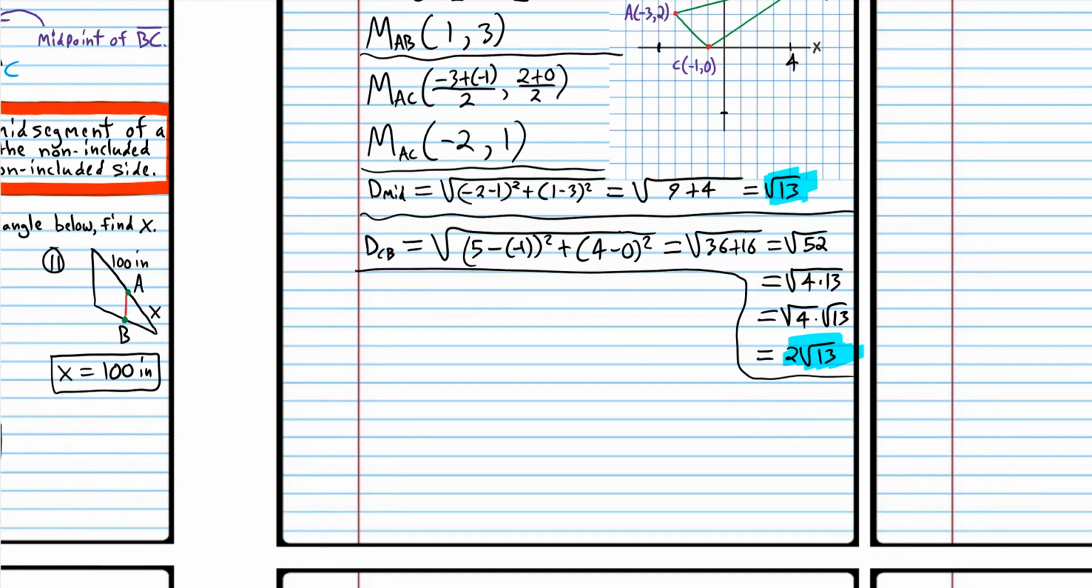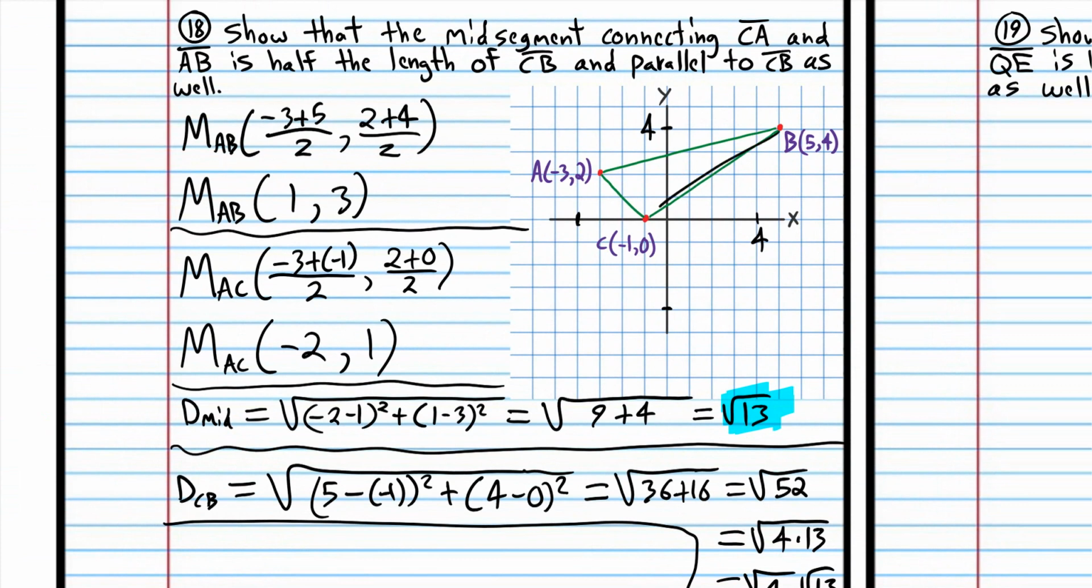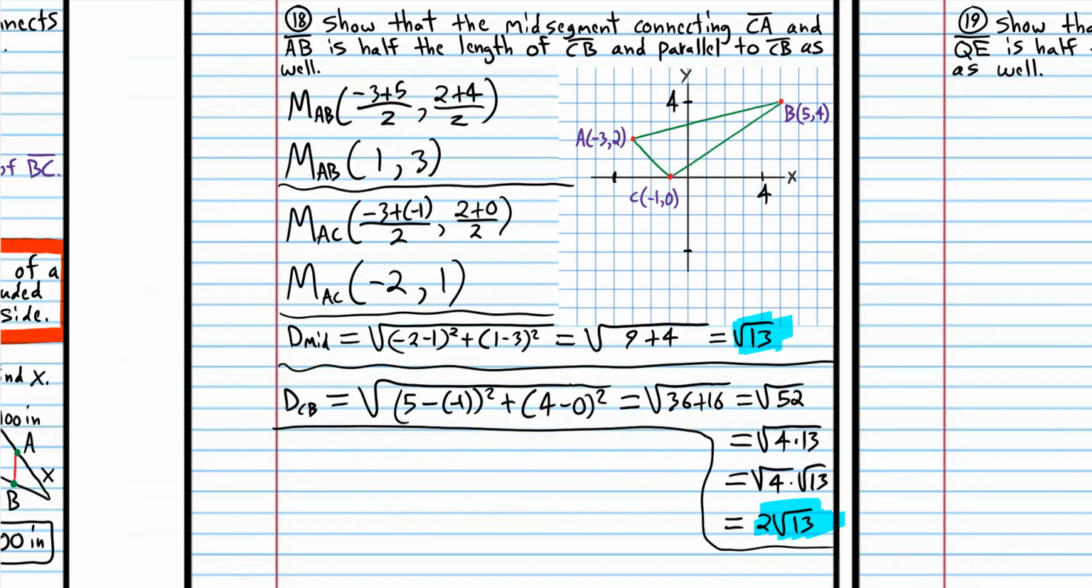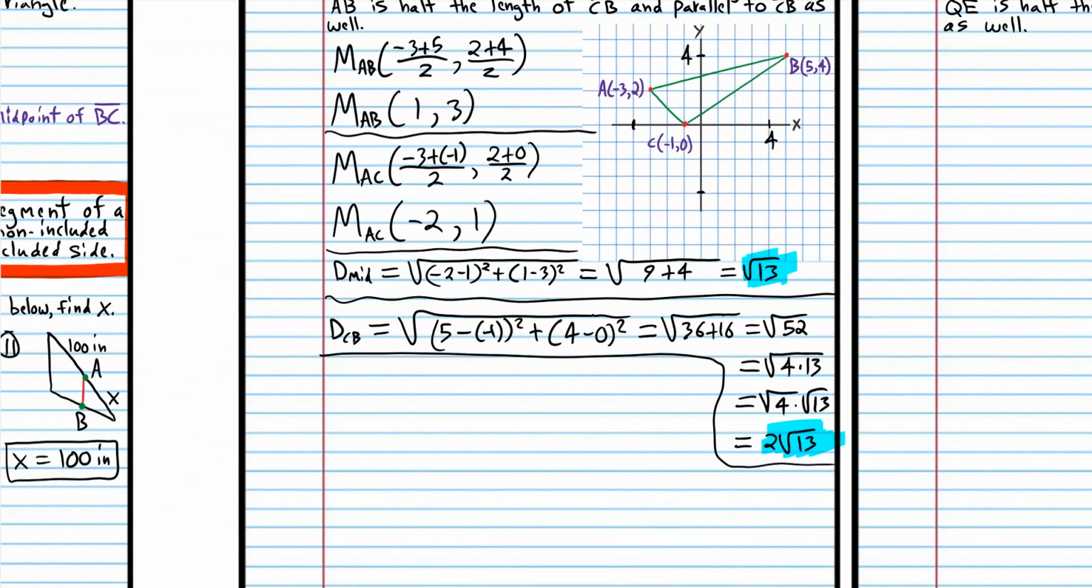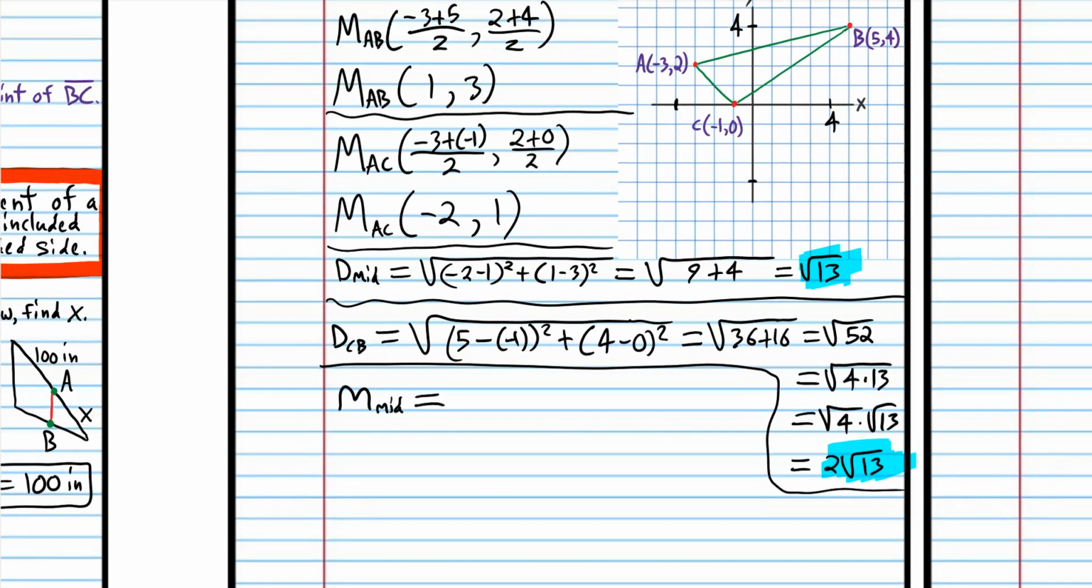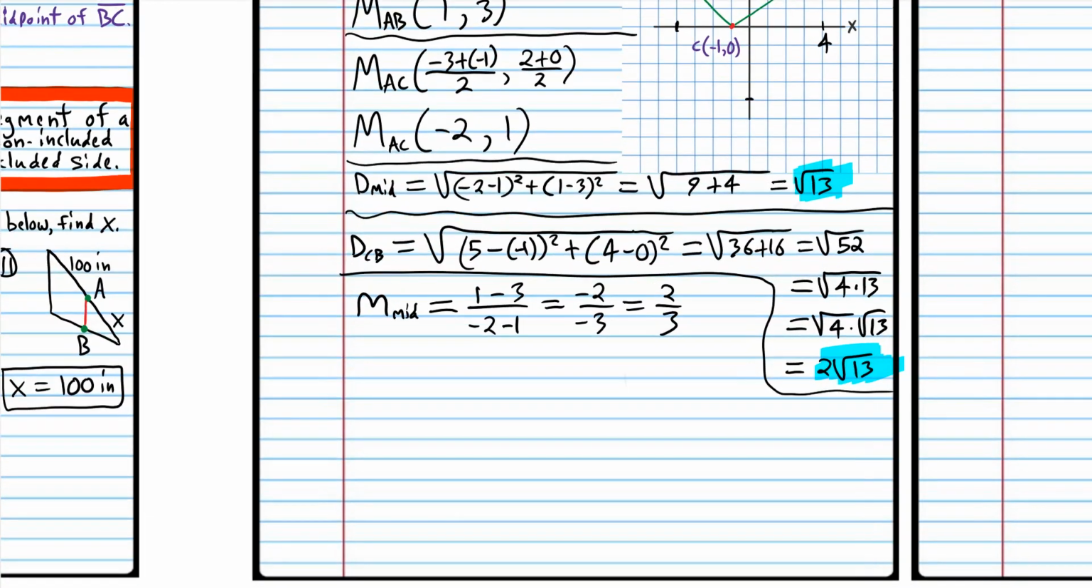So now we have to prove that this length, the non-included side, is parallel to this length. So we have to find the slope of the midsegment and the slope of CB. So first let's find the slope of the midsegment, and I'm just going to notate it as mid. So now we're using these 2 points. Using AC as point 2, we have 1 minus 3 over -2 minus 1. And that is -2 over -3, which simplifies to 2/3. So that's the slope of the midsegment.